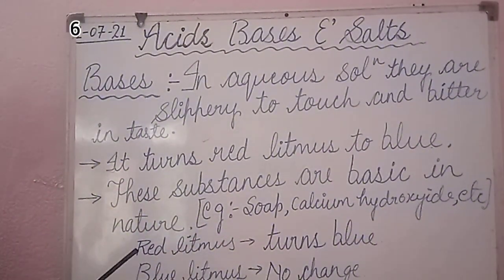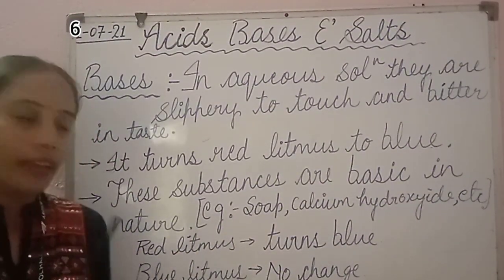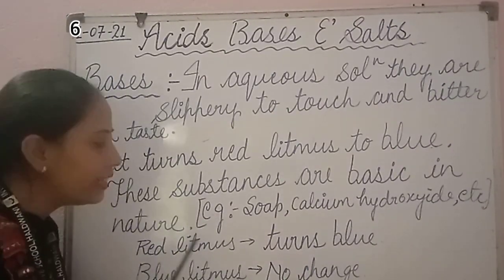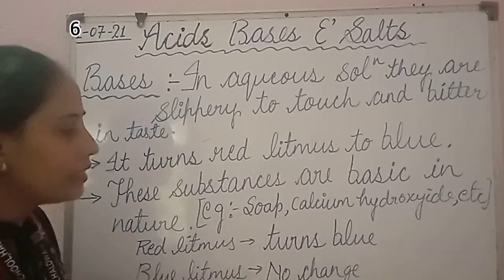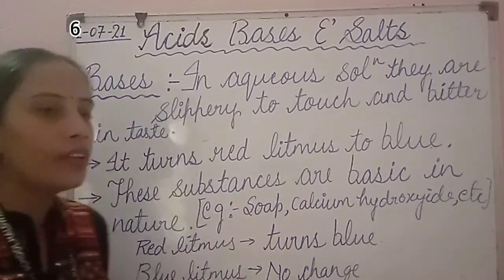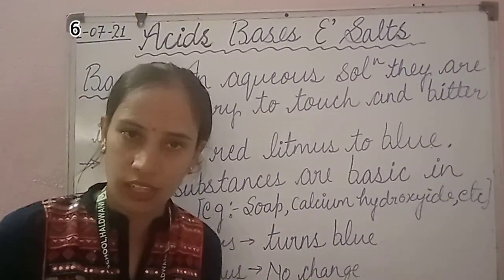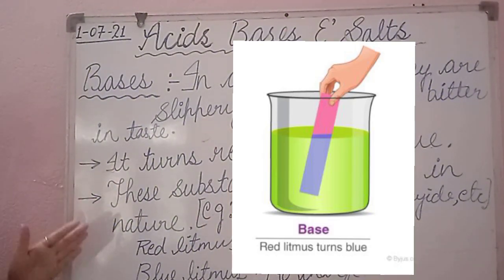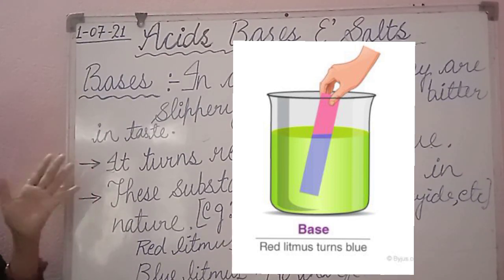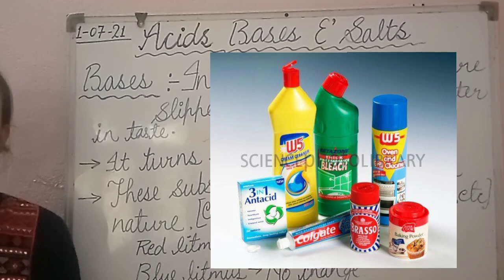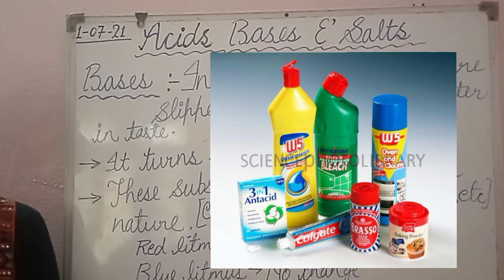and ammonium hydroxide. Here, when we put the red litmus into the bases, it turns blue. Clear? And when we put blue litmus paper, there will be no change. Again, you can see with the help of this figure, when we dip the red litmus paper in the solution of the base, the color changes into blue. Now these are the pictures of some bases. These are the examples of the bases.